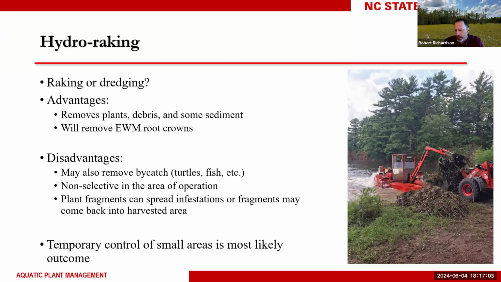It's going to fragment plants. So is that important or not important? It's probably not very important for Eurasian water milfoil, but would it be important for anything else? So the most likely outcome is that you're going to get temporary control of small areas with a hydro rake. And that might be what you're looking for, but you really shouldn't expect long-term control and probably not expect to cover a huge area with these.